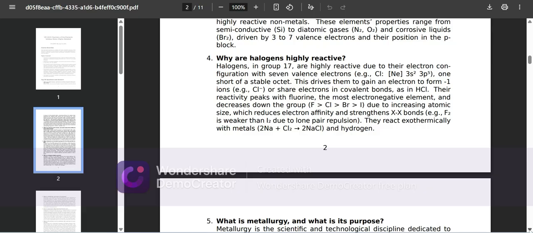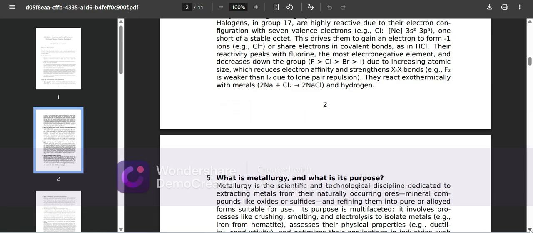as in HCl. Their reactivity peaks with fluorine, the most electronegative element, and decreases down the group of fluorine, chlorine, bromine, iodine, due to increasing atomic size, which reduces electron affinity and strengthens the X-X bond. Example: the F-F bond is weaker than iodine's due to lone pair repulsion. They react exothermically with metals. 2Na + Cl2 = 2NaCl.